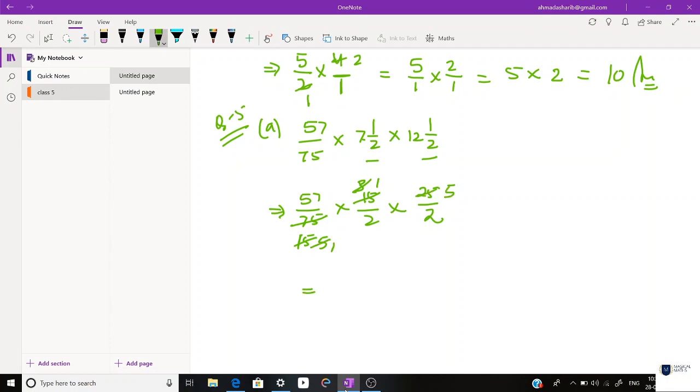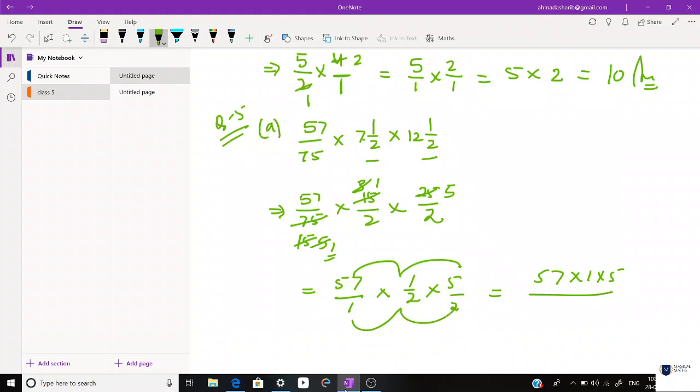So finally we have got 57 upon 1, because 1 in the denominator is left, and 1 upon 2 into 5 upon 2. Now we cannot reduce any number, so we just multiply 57 into 1 into 5, and 1 into 2 into 2. So your answer is 57 into 5 is what? 285 upon 2 twos are 4. This is the answer.